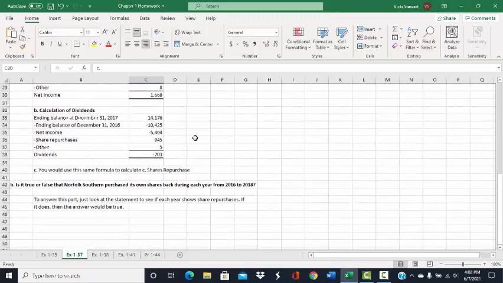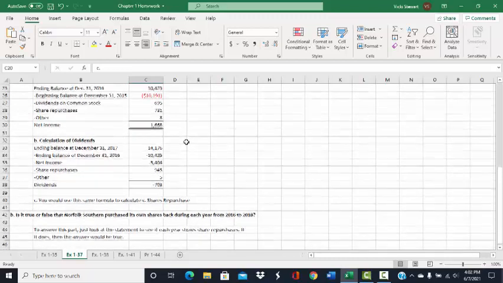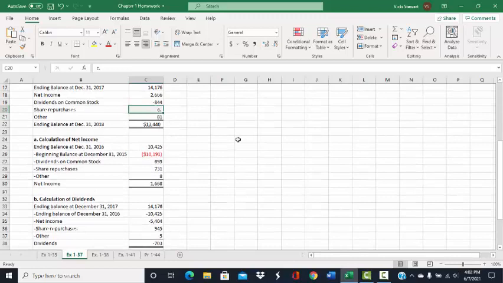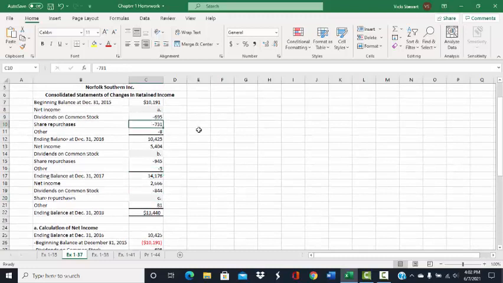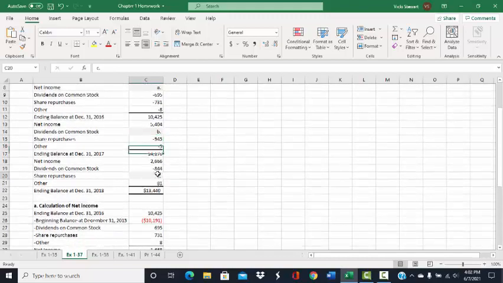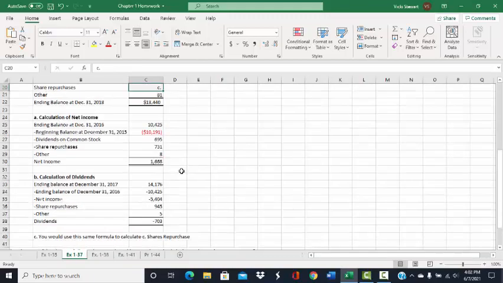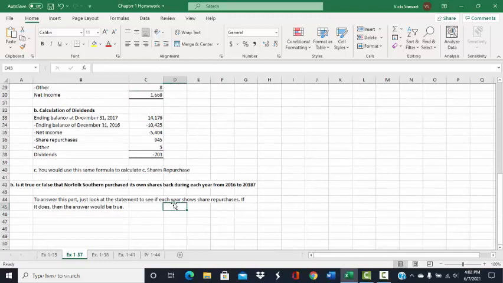Now, the B part says, is it true or false that Norfolk Southern purchased its own shares back during each year from 2016 to 2018? Well, once you know the amount for the last year, 2018, you'll be able to answer that question. We know that they purchased shares in 2016 and 2017, but you'll have to calculate this amount, and then you'll be able to answer the last part of this question, whether that is true or false. And that is the end of the demonstration for exercise 137.